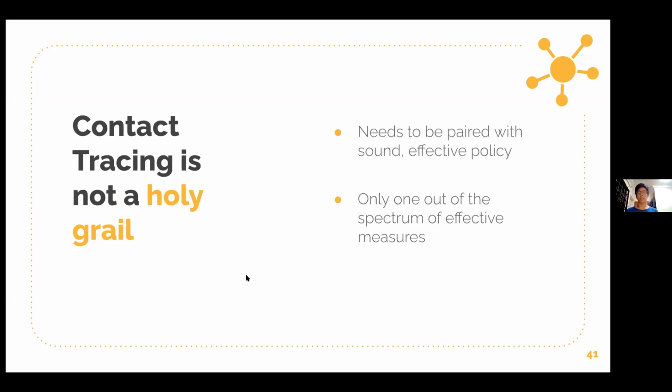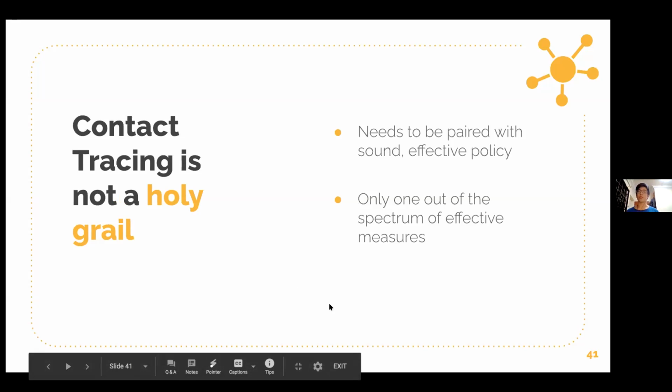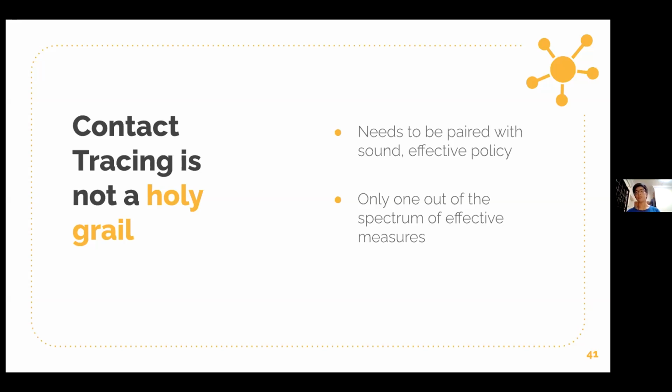As Gabby and Myla have repeatedly mentioned, contact tracing is not a holy grail. It has to be paired with sound, effective policy. There's no point in telling people, you might have been exposed, we need you to isolate, but not be able to provide enough support in terms of money or food or other areas to encourage people to isolate. Contact tracing is really just one of the spectrum of effective measures. Nothing can really hold its own by itself, and it's only when all of them come together that we can decrease the R0 value.